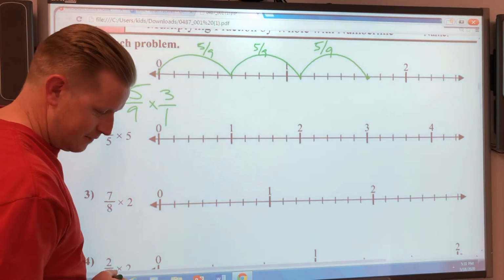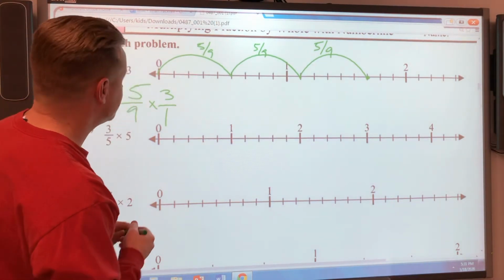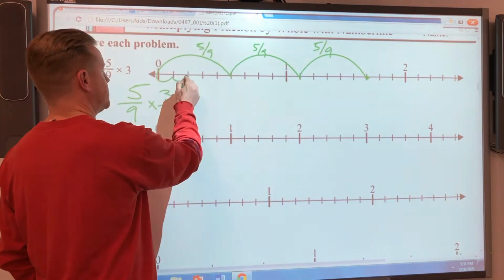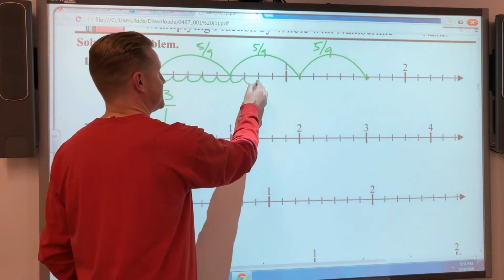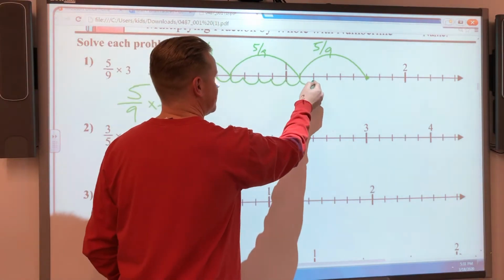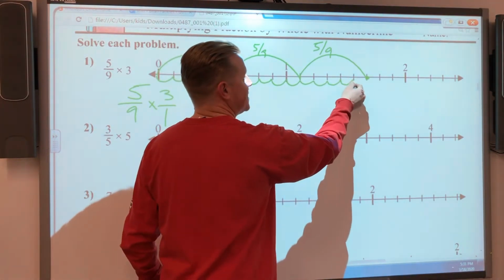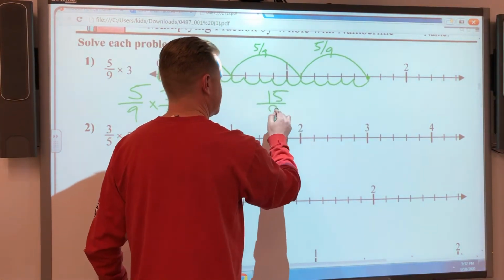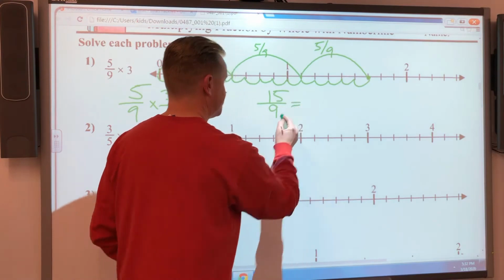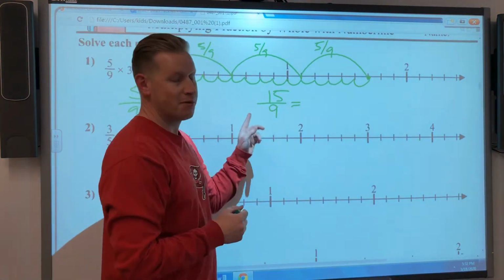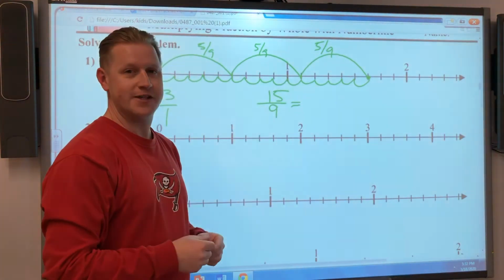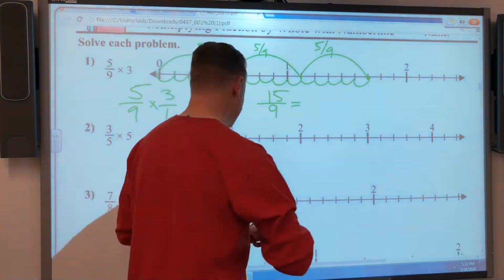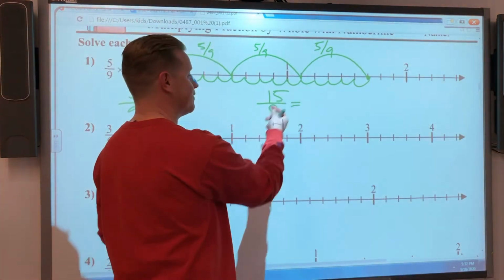Looking at that, a few things that we know. That equals how many 9ths do we have? We counted every one of these. 1, 2, 3, 4, 5, 6, 7, 8, 9, 10, 11, 12, 13, 14, 15. We have 15 9ths. Unfortunately, that is an improper fraction at the moment. We can convert that to a mixed fraction or a mixed number, which is a whole number with a fraction, by taking 9/9 out of that, 1 whole.